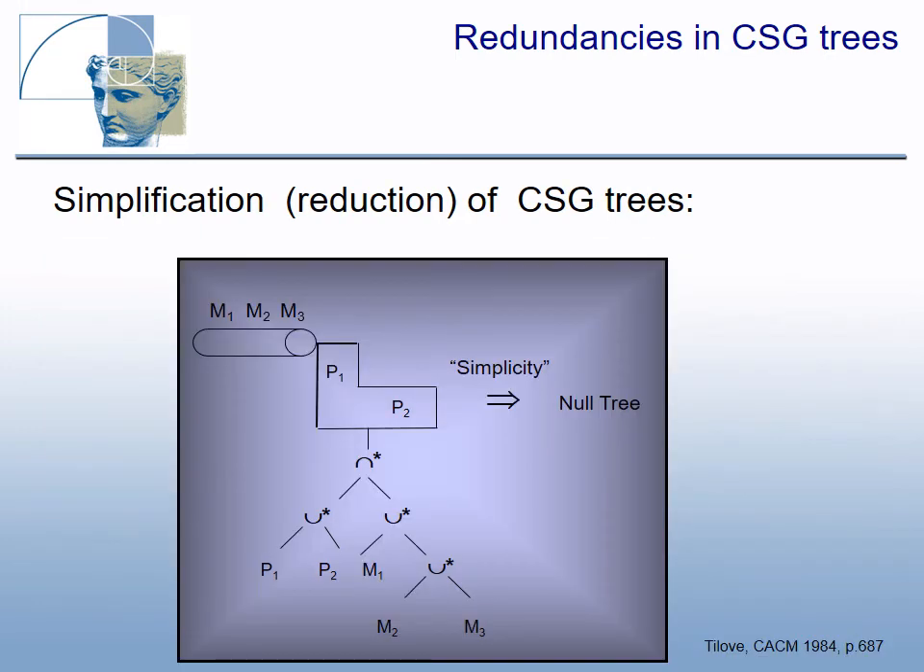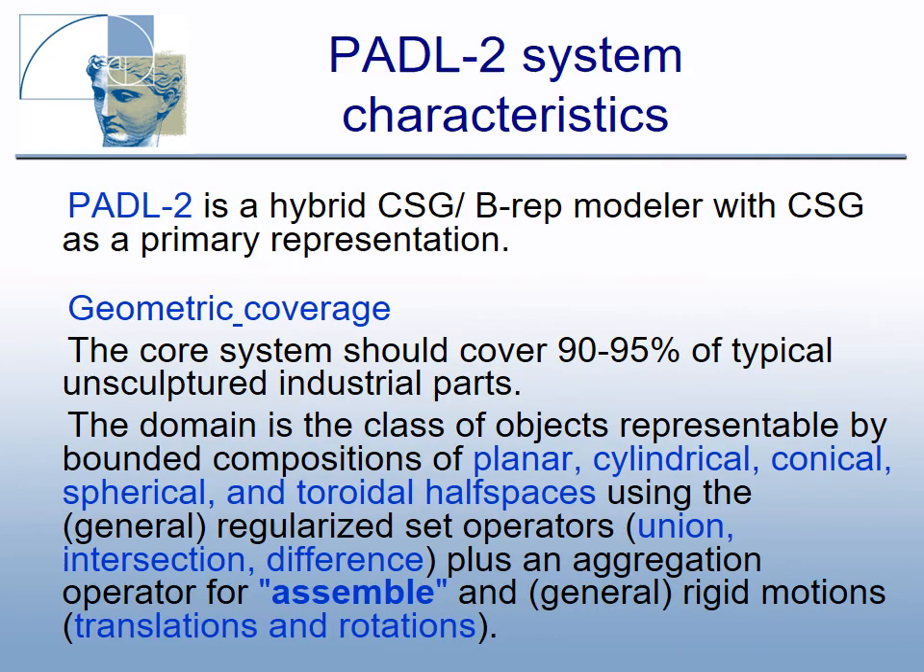Another case of a CSG tree reduction. Two objects touch each other at a single point. The intersection operation in the root results in an empty set. It is better to simplify this object to a null tree. It is the time to give an example of a practical modeling system.